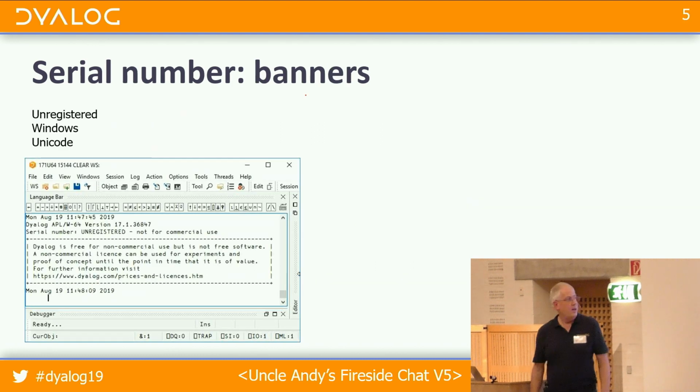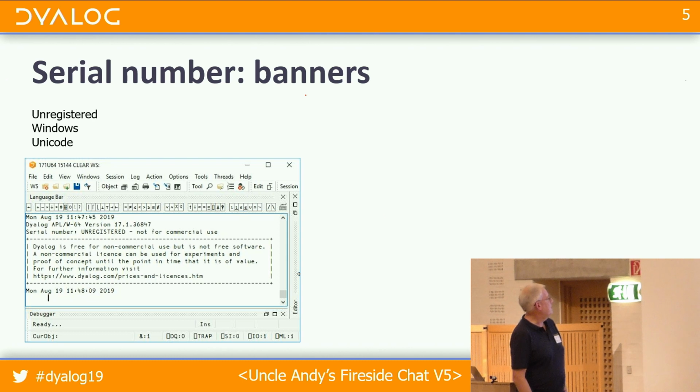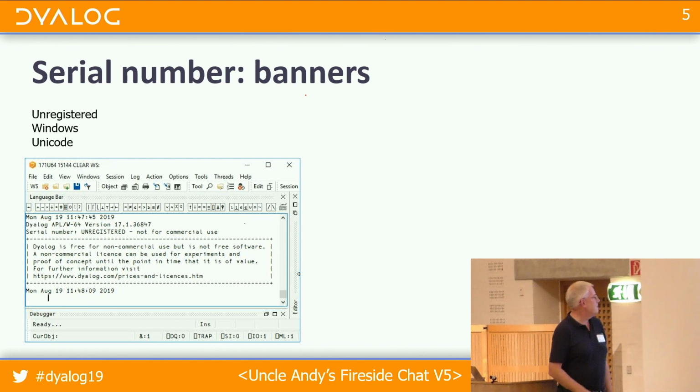So, here is a version of Dyalog APL for Windows. I haven't got a serial number, it says it's unregistered. It's also got a bit of spiel about Dyalog is free for non-commercial use, but is not free software. That is a Unicode version of Dyalog APL. I know that because I've set my caption to have a U in it to say Unicode.